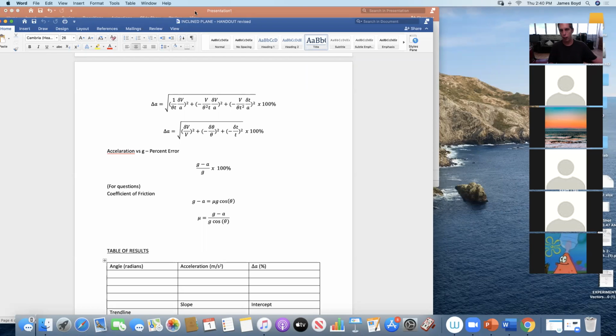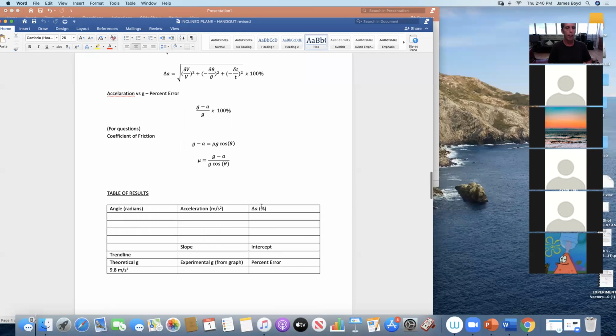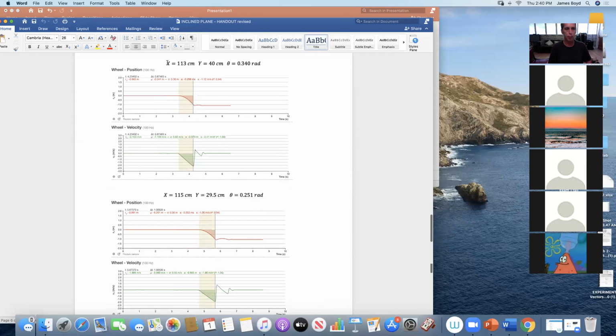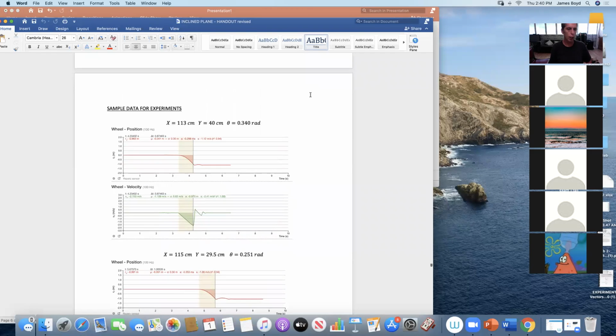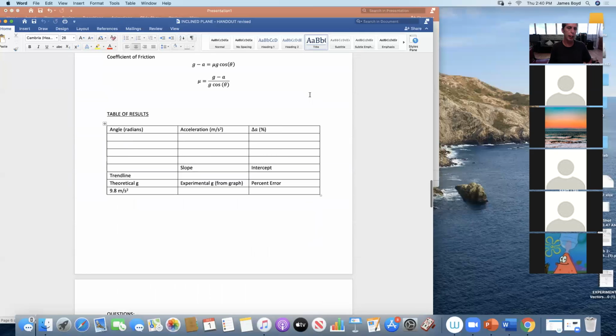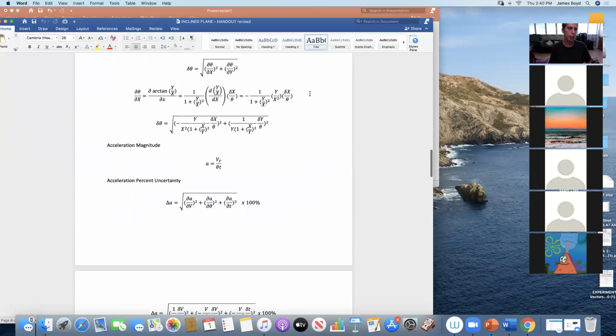So what I found was that mu was not a constant. It depended on some factor that I couldn't figure out, okay? So I just want you to treat it as a constant and solve for it for the steepest angle, which is this first one, where the angle is 0.340 radians. Okay, hopefully that makes sense. If it doesn't, shoot me a text and we'll go over it again.